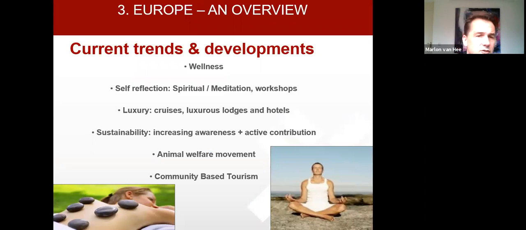This has to do with the society getting more hedonistic. So the pursuit of pleasure, that is what hedonism is all about. So that is why wellness, spa treatments, luxury travel is something that is really growing. Self-reflection, this has to do with the result of what we call secularism.